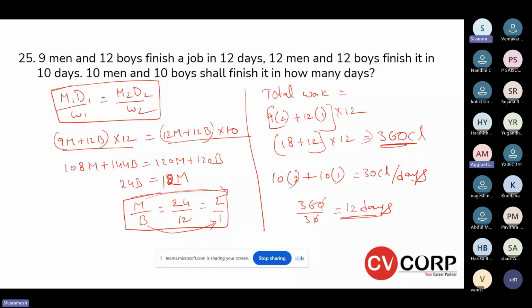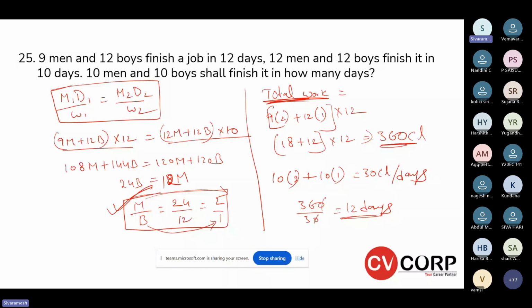First, you should calculate the efficiency of man and boy. Second, you should calculate the total work. And the third part, which you get after knowing the total work done, is to calculate how many days are required to complete the entire work.